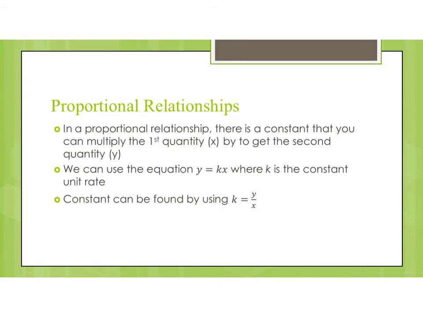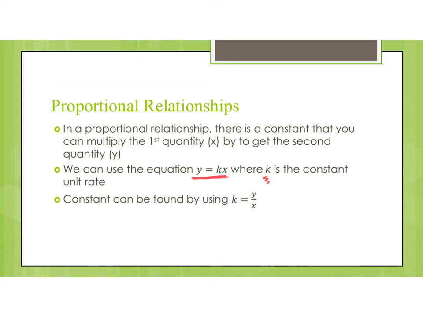Now the reason that ratios and proportions work so well is because there's a relationship. So in a proportional relationship, there's a constant that you can multiply the first quantity by, and it will get you to that second quantity. Okay, so we use an equation that we call the direct variation equation, which is y equals kx, and the k value is the constant unit rate. Okay, so this is the relationship between the x and the y. So the constant rate can be found by using k equals y over x.